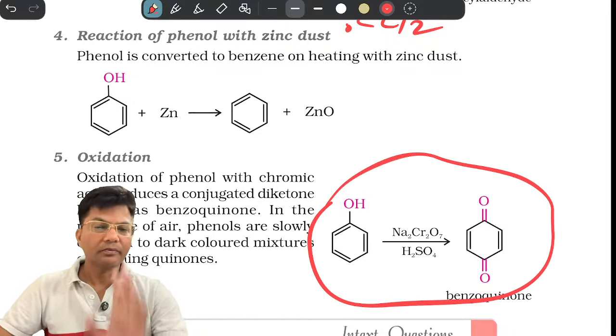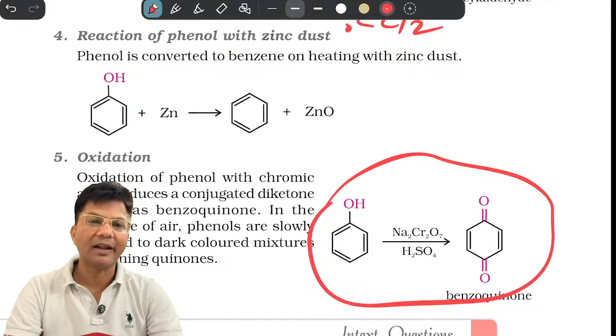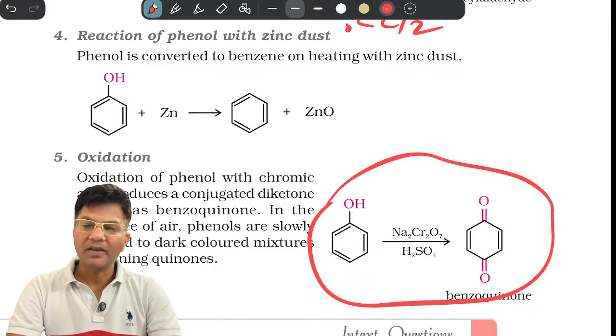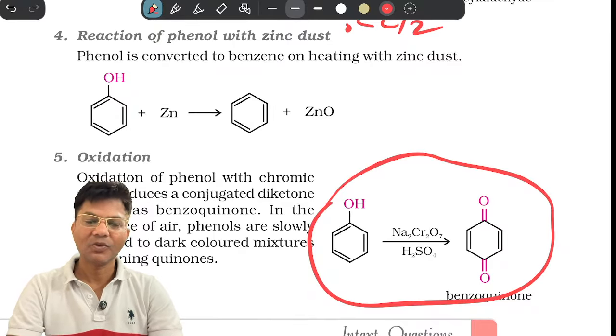So now are you ready for cleavage of ether? That is the last part of today's lecture. Is everyone ready, kids? Do let me know.